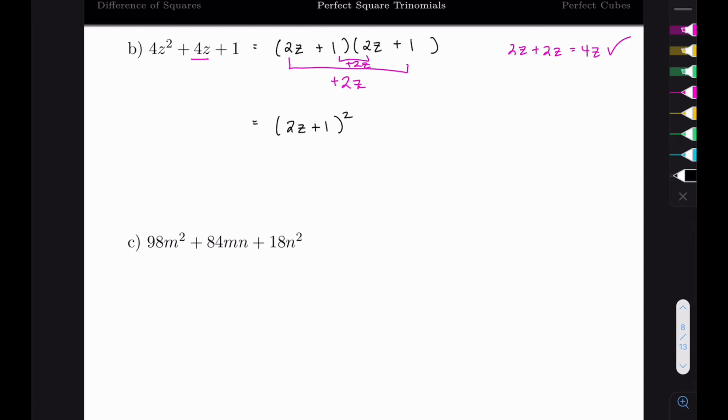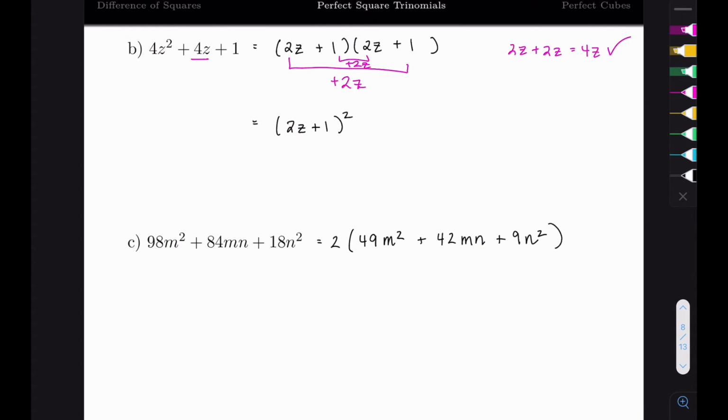So instead, what I'm going to do is I'm going to see, is there something I can take out? And the very first thing I notice is they're all even numbers. So let's at least take out a 2. Maybe I can take out more, but I can definitely take out a 2. And in doing so, 98 divided by 2 is 49, which is nice. 84 divided by 2 is 42. And then 18 divided by 2 is 9.